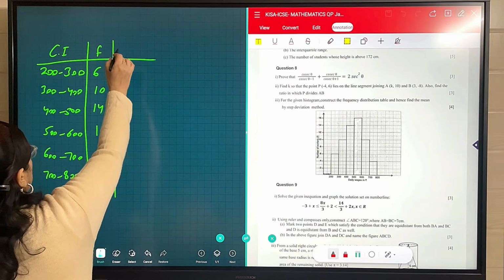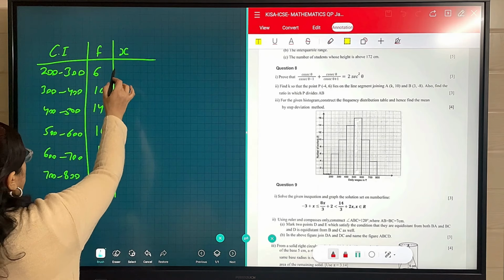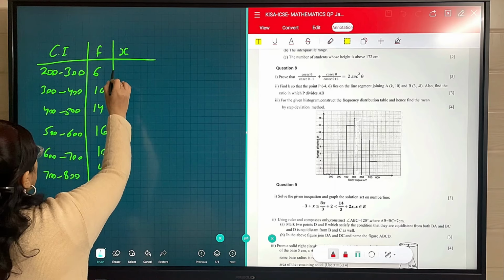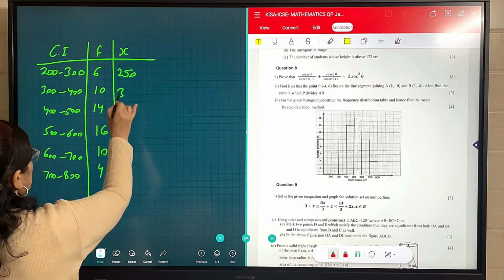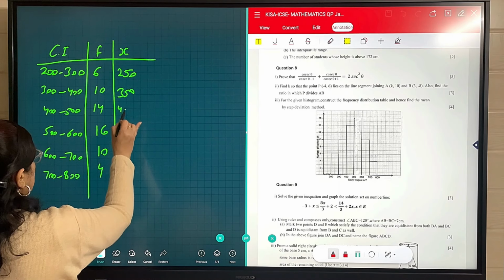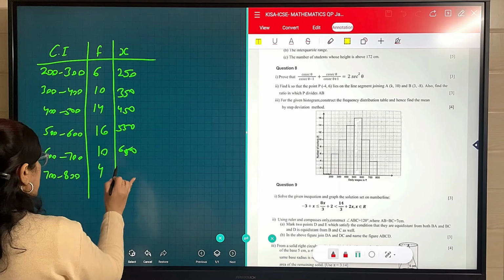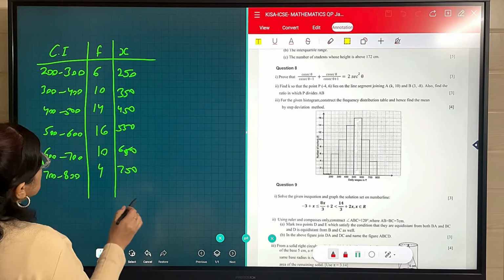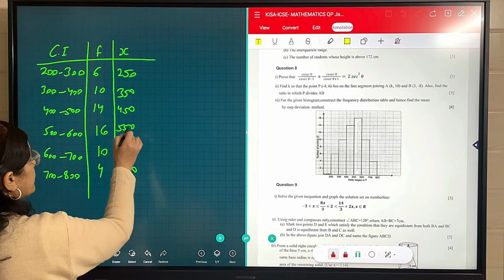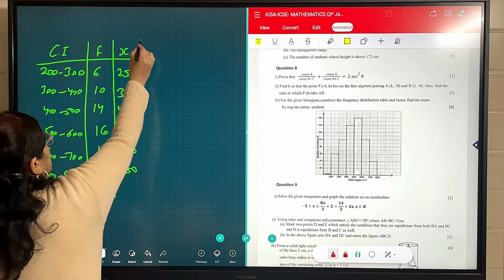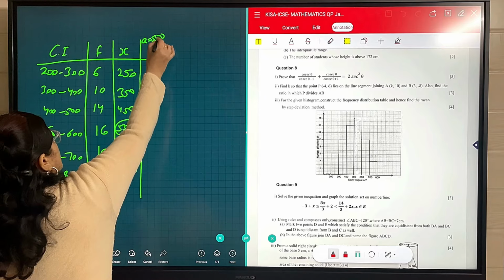First we have to find the value of the class mark. The class mark is the middle value. 200 plus 300 is 500, divided by 2, it will become 250. So 250, and the difference is 100, so you need not calculate again and again. This will become 450, 550, 650, and then 750. Out of these, one value we have to take as the assumed mean. We can take either 450 or 550. So suppose I am taking 550 as the assumed mean. So A is equal to 550.